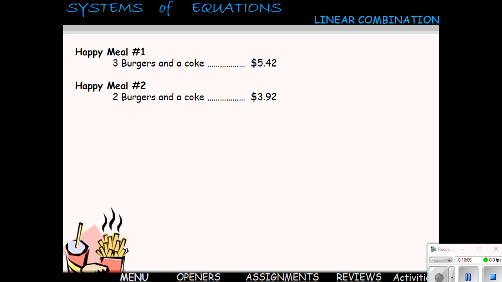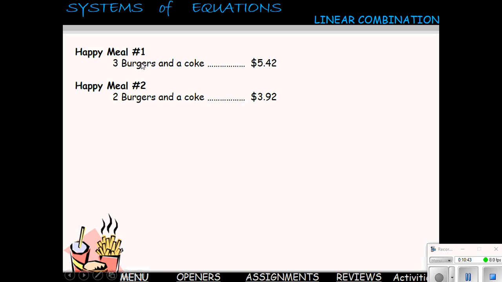The way we solve by linear combination has to do with this problem. If you go to a restaurant and someone orders 3 burgers and a Coke, it costs $5.42. Someone else orders 2 burgers and a Coke, and it costs $3.92. This is enough information to figure out how much a burger costs and how much a Coke costs. If you look at the 2 meals, 3 burgers and a Coke versus 2 burgers and a Coke, the only difference is 1 burger. So the difference in price must be 1 burger. So if you subtract these, you get the cost of a burger. If you know the cost of 1 burger, you can figure out the cost of a Coke as well.